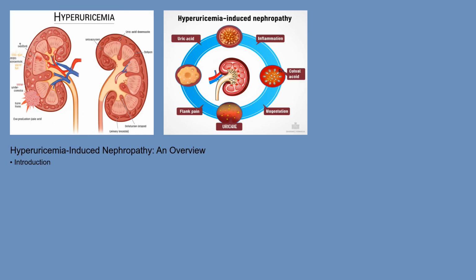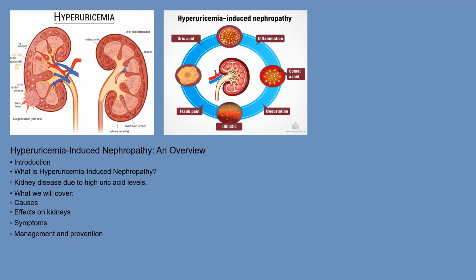Hello and welcome. Today we're diving deep into a condition called hyperuricemia-induced nephropathy, a kidney disease resulting from elevated levels of uric acid in the blood. We'll explore what causes it, how it affects the kidneys, its symptoms, and importantly, how it's managed and prevented. Let's embark on this informative journey to understand this complex condition.